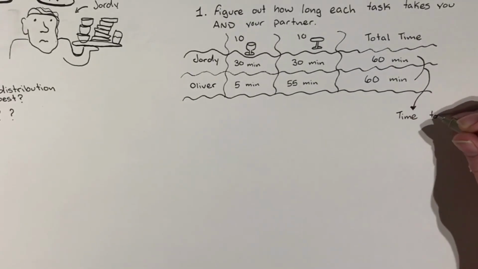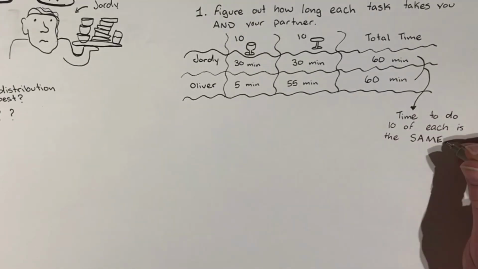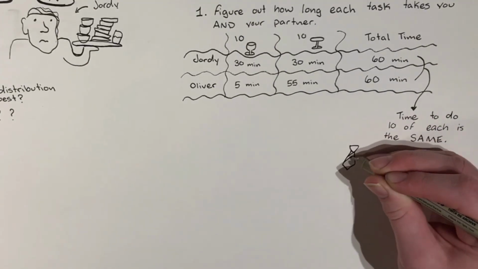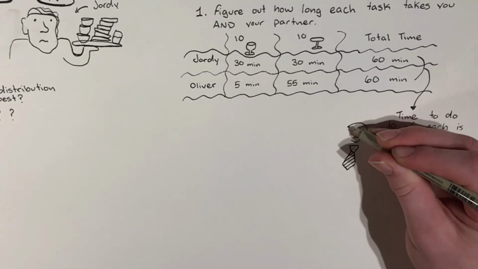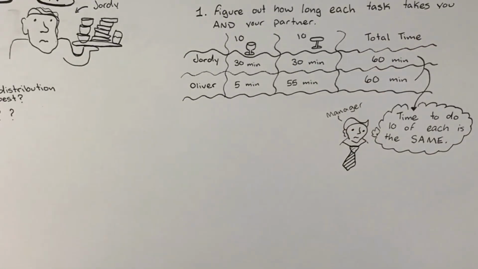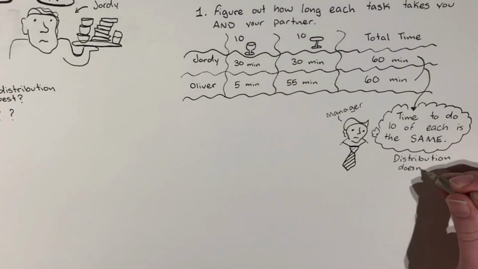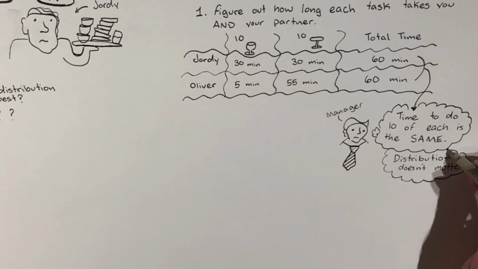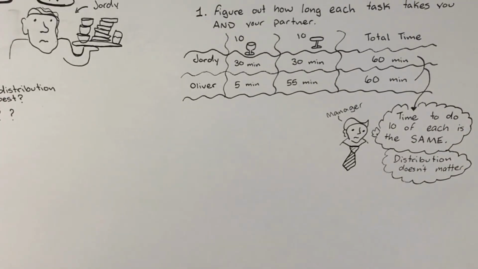Address your attention to the total times here and realize that it's going to be 60 minutes for both of us to clean 10 tables and 10 wine glasses. If our manager were to see this, he would probably feel quite reassured with how he's divided the tasks, because if it's going to take us an hour either way, what difference does it really make how the tasks are divided? When we look at comparative advantage, we'll actually be able to prove this wrong, and I'll show you this at the end of the video.